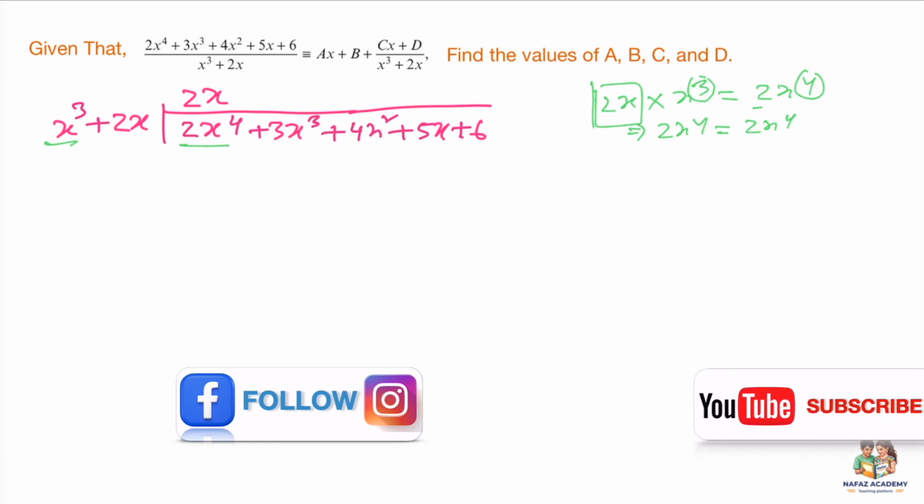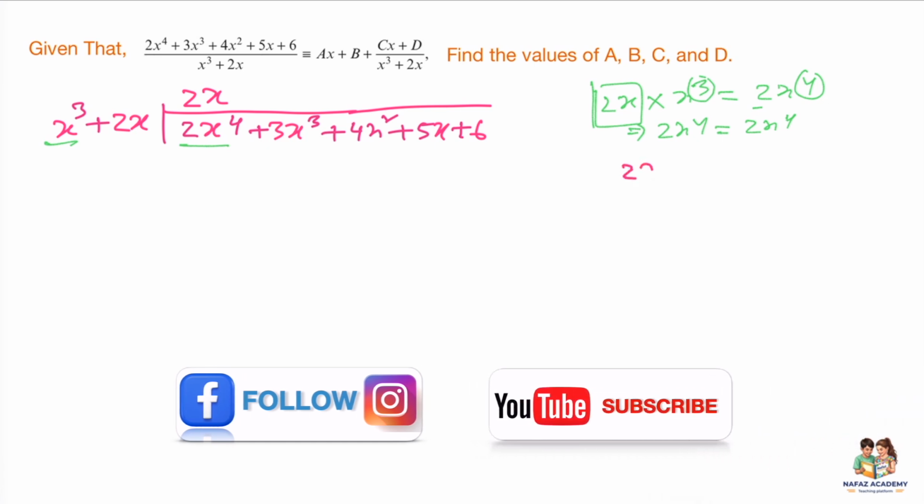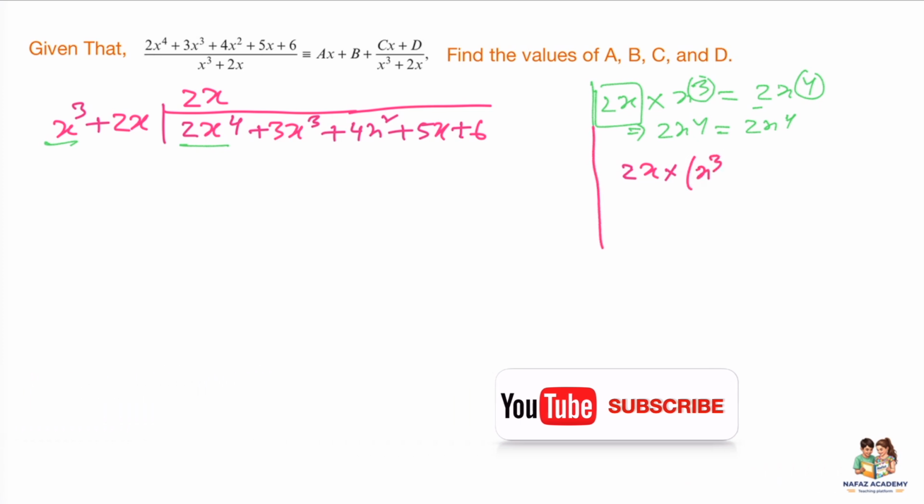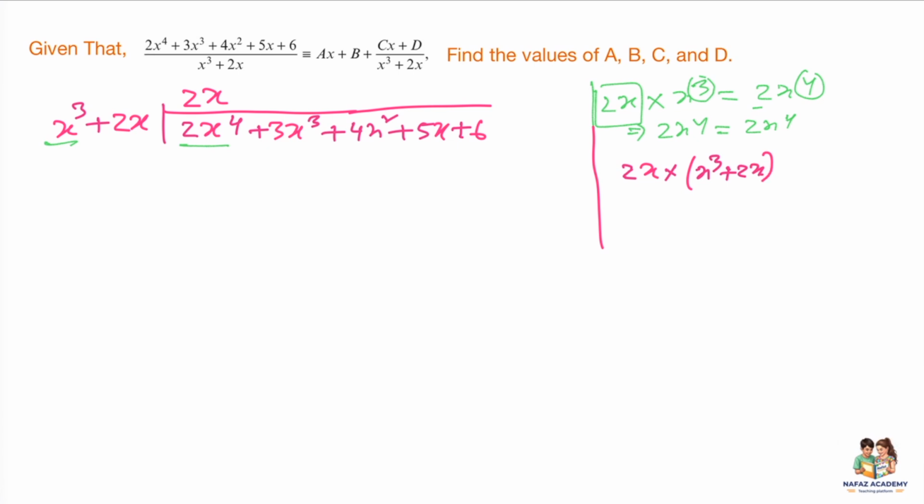And now we have to multiply the 2x with the whole divisor. So 2x times x cube plus 2x. What is the result? It is 2x to the power 4 plus 4x square. Write the expression over here: 2x to the 4 plus 4x square.